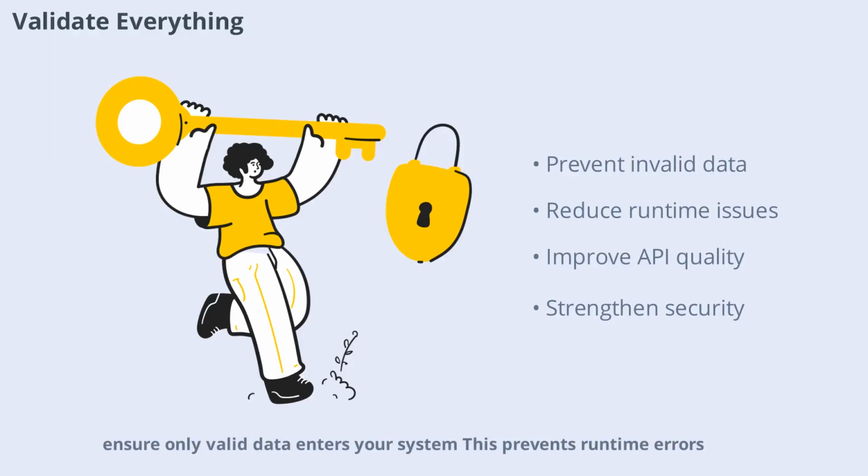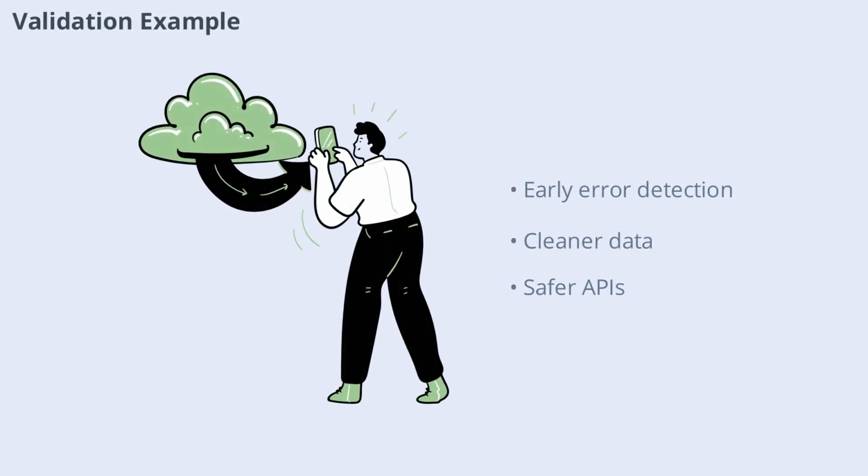This prevents runtime errors, improves API quality, and strengthens your application's security. For example, when creating a user, validate the input with valid annotations in your controller. If the data doesn't meet your requirements, the request is rejected before it reaches your business logic. This simple step protects your backend from a wide range of issues and keeps your data clean.